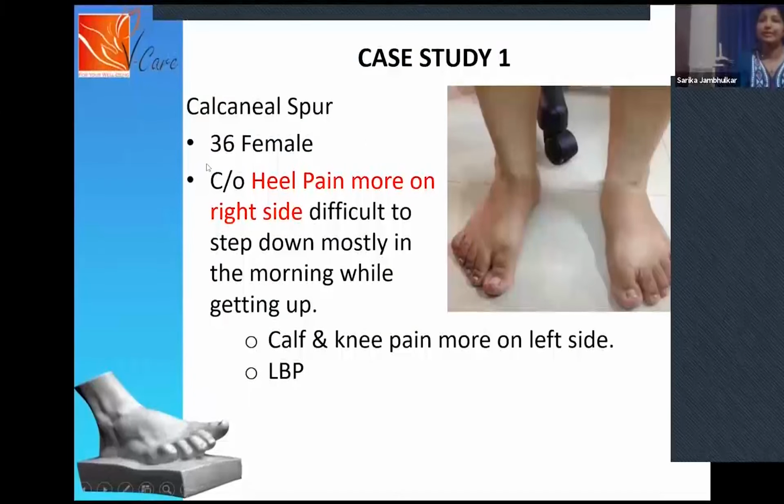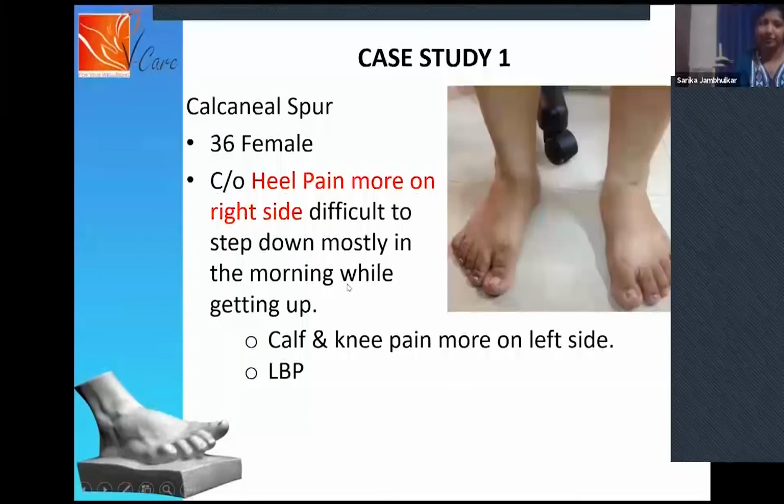So the first case is a 36-year-old female housewife. She had complaints of heel pain, right side more than the left side. She basically had heel pain on both sides before. It's difficult to step down, mostly in the morning while getting up.